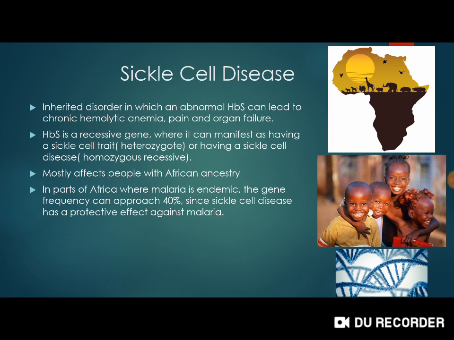Sickle cell disease is an inherited disorder, which involves abnormal hemoglobin S for sickle cell, and can lead to chronic hemolytic anemia, pain, and organ failure. Hemoglobin S is a recessive gene. It can manifest as having sickle cell trait, being a heterozygote or a carrier, or having sickle cell disease, which is being homozygous recessive. It mostly affects people with African ancestry, and in parts of Africa where malaria is endemic, the gene frequency can approach 40%, since sickle cell trait has a protective effect against malaria.